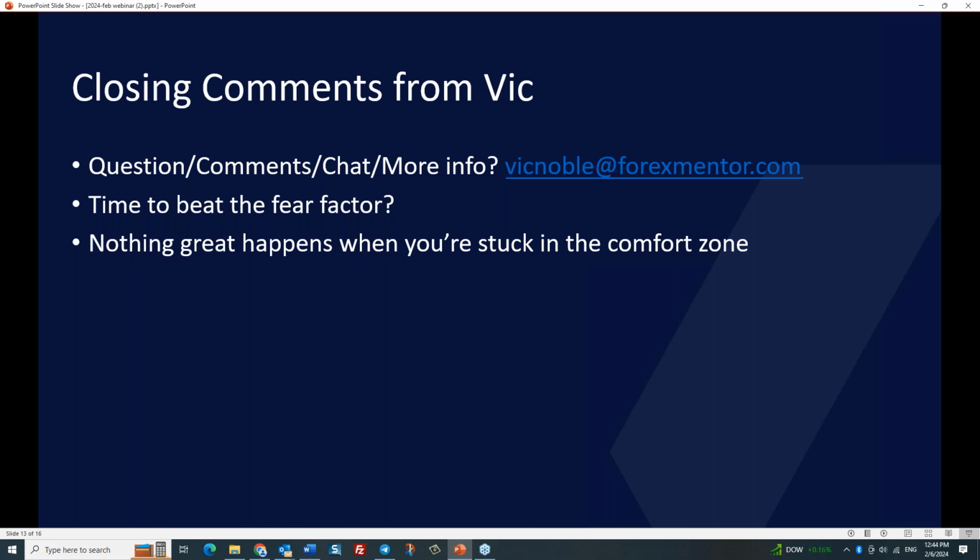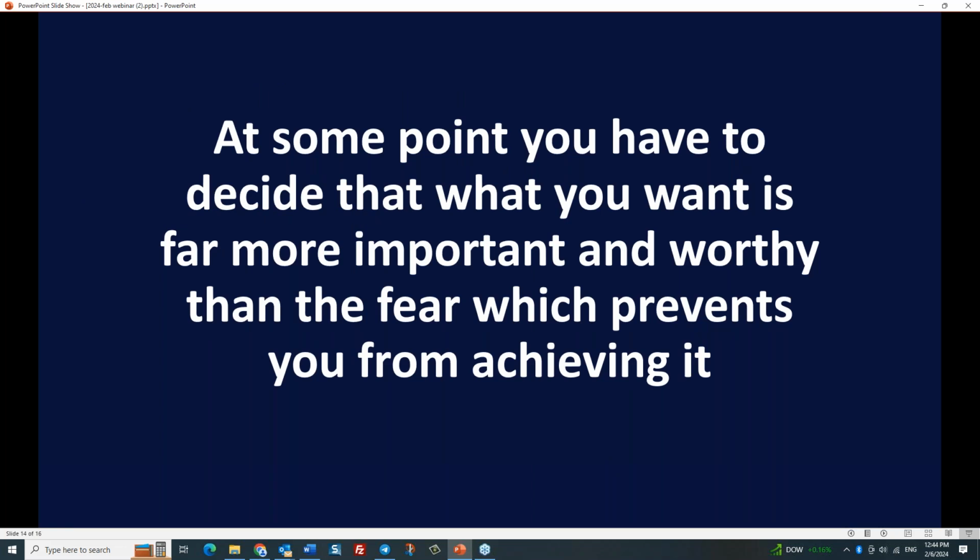I heard a great quote. I wanted to put this up because I think it's really good. I don't remember who even said it, maybe somebody else might, but they said that at some point you have to decide that what you want is far more important and worthy than the fear which prevents you from achieving it. In other words, don't let fear dominate your life and keep you from doing or trying the things that you dream about. And if learning to trade the Forex markets profitably is one of those things that you dream about, then get bold, take bold action, go for it, and we'd be honored to have you with us. Okay, so that is my little speech.